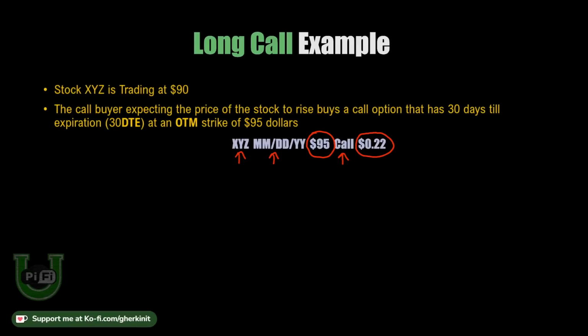Now, I know you're thinking, wow, 22 cents, that's really cheap. But remember, an options contract represents 100 shares. So this is the price times 100. So the actual out-of-pocket expense to purchase this contract will be $22.